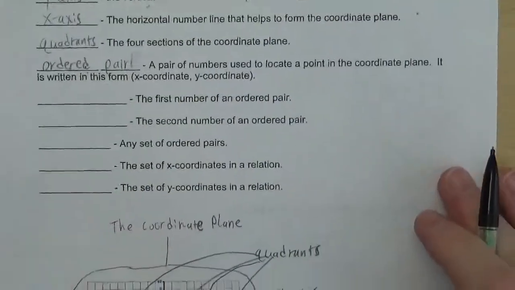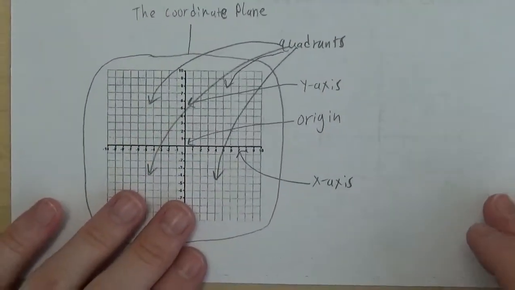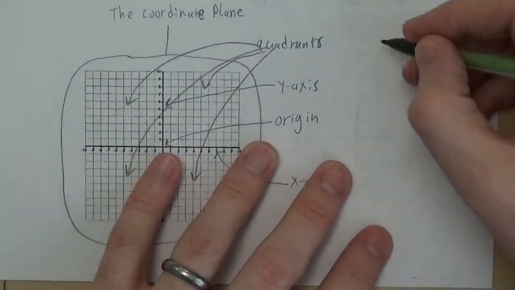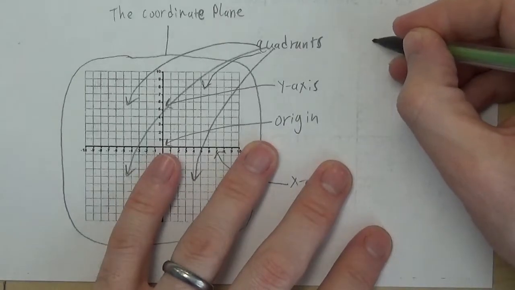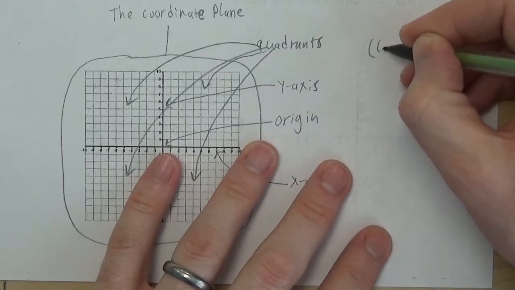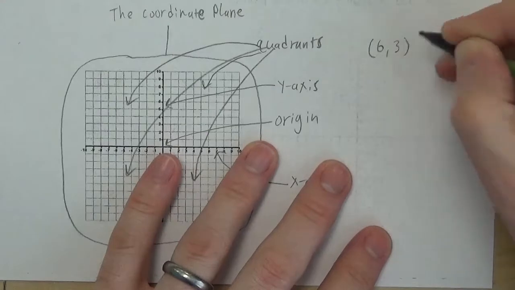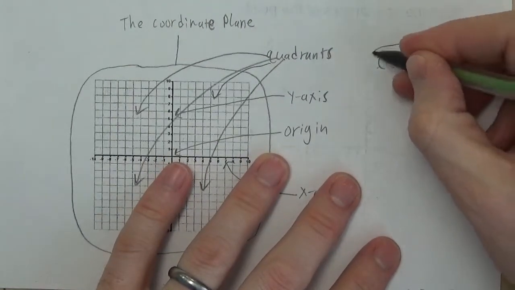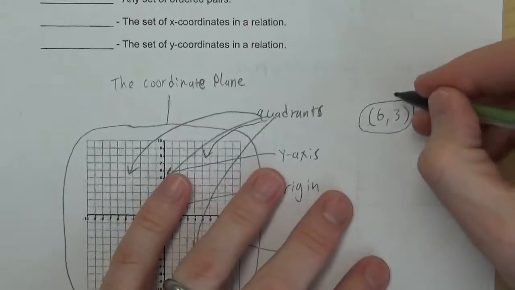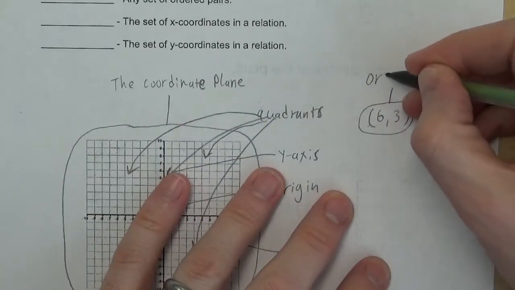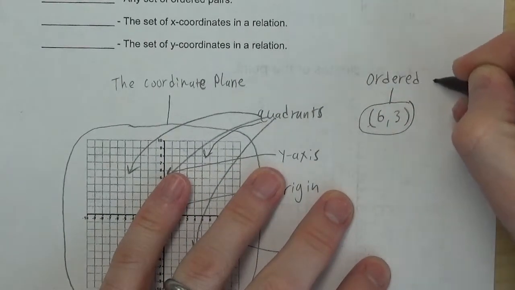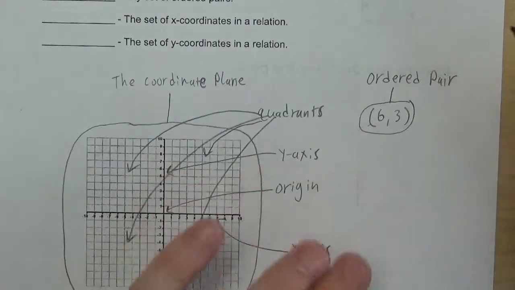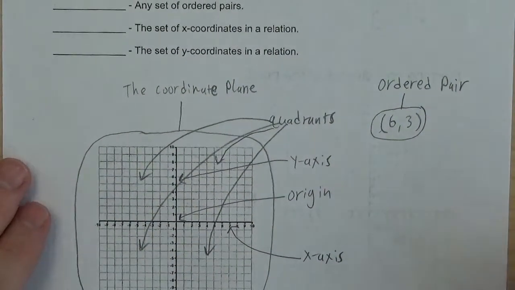So let's go ahead and down here we're going to create an ordered pair and we're going to label it here. So let's say we got something really basic like 6, 3. So it has to be in parentheses, and it's got to have a comma between them. So circle this whole thing. This whole thing is called an ordered pair. And with that, we can locate any spot on the number line.